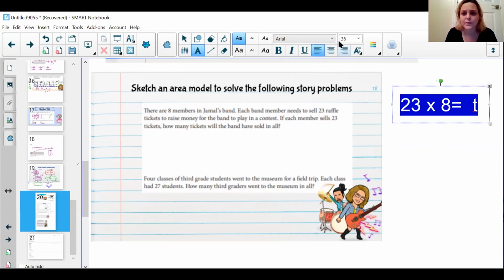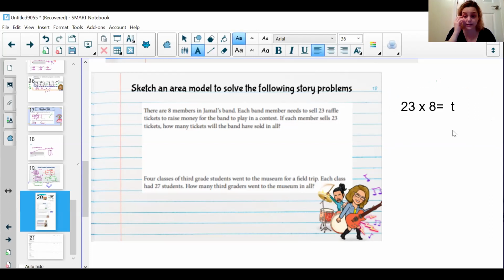Let me just make this a little bit smaller so I can fit things. This is a bigger multiplication equation that we're working for, and it makes me think, hey, we should use the distributive property and maybe use an area model to represent this equation. Because I really don't want to spend half an hour doing 23 equal groups of 8. That's going to take me forever.